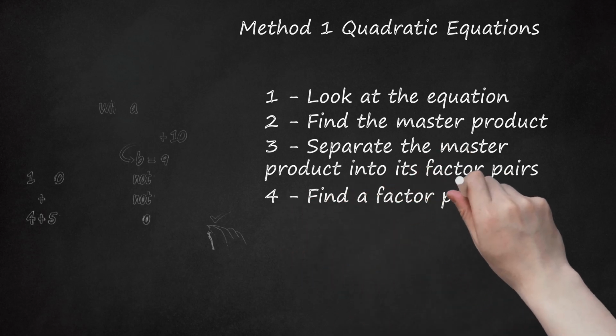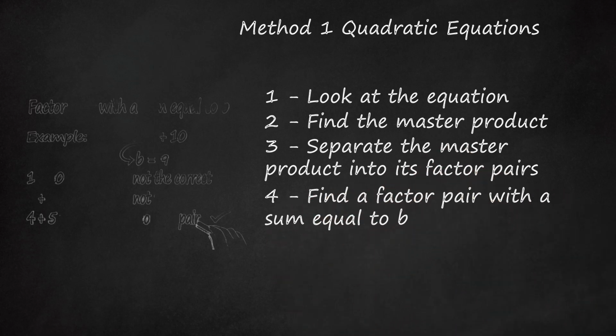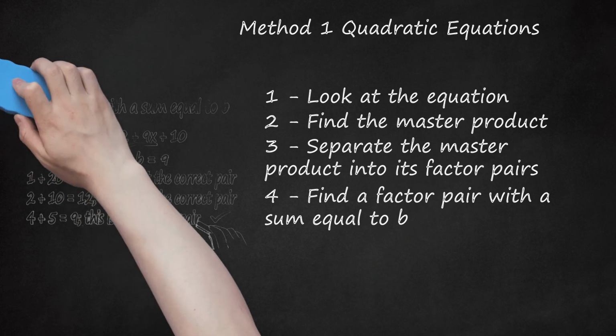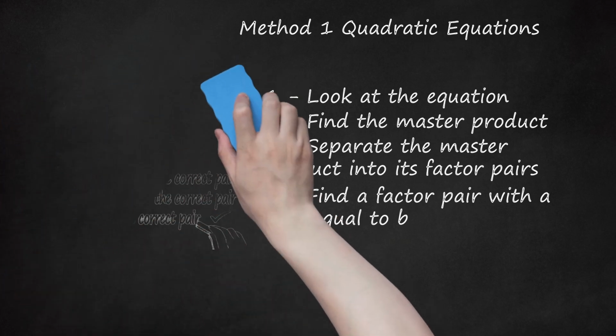4. Find a factor pair with a sum equal to b. Look through the factor pairs and determine which set will produce the b term, the middle term and the coefficient of x, when added together. If your master product was negative, you will need to find a pair of factors that equal the b term when subtracted from one another. Example, 2x² plus 9x plus 10. b equals 9. 1 plus 20 is equal to 21, this is not the correct pair. 2 plus 10 is equal to 12, this is not the correct pair. 4 plus 5 is equal to 9, this is the correct pair.